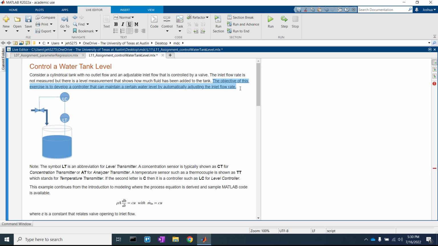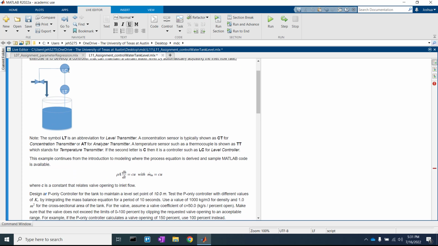rate. And if you think about a control system, we always have a control variable, we always have a manipulated variable, and then we always have a set point. Our actuator here is the valve, but that valve controls the inlet flow rate. And what we're actually setting is the set point.